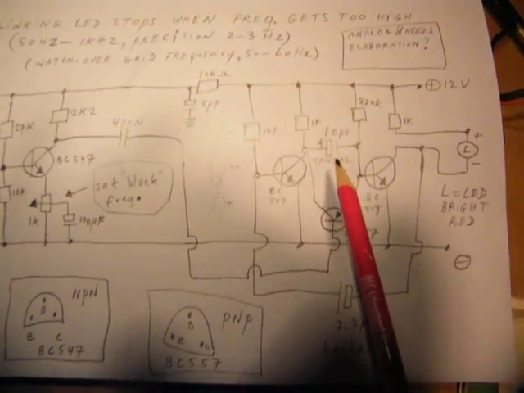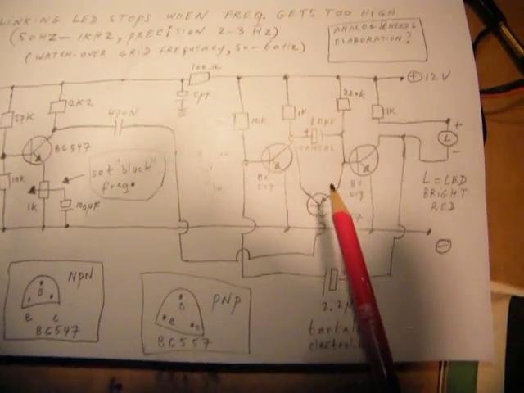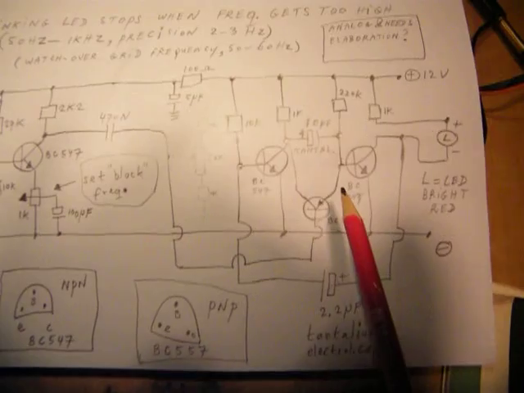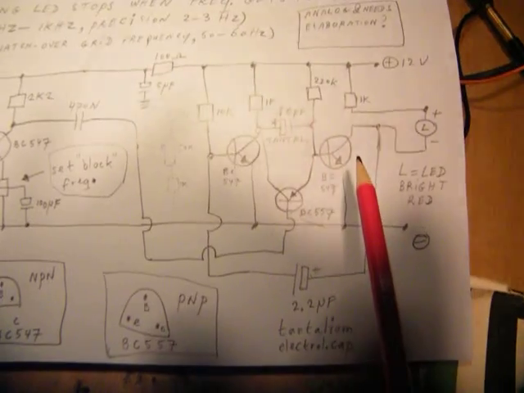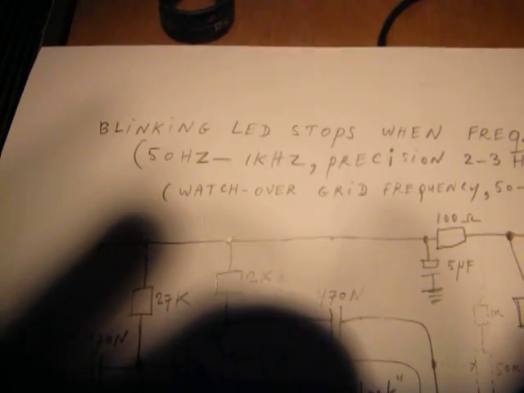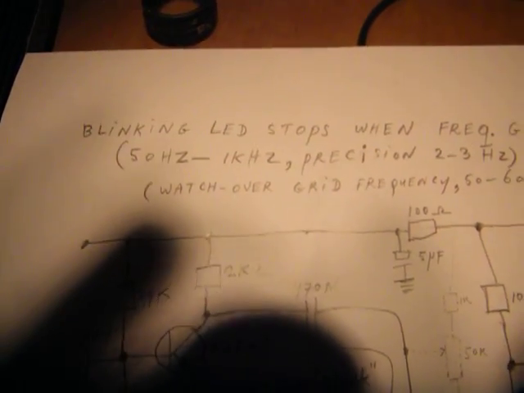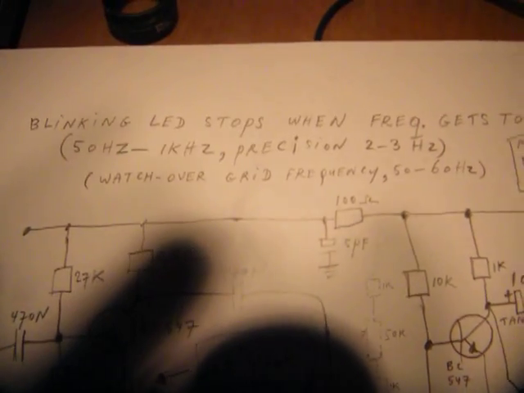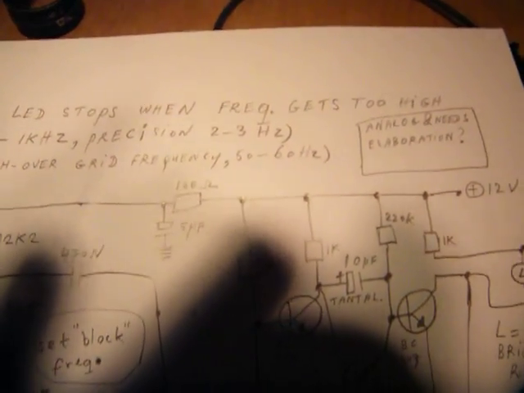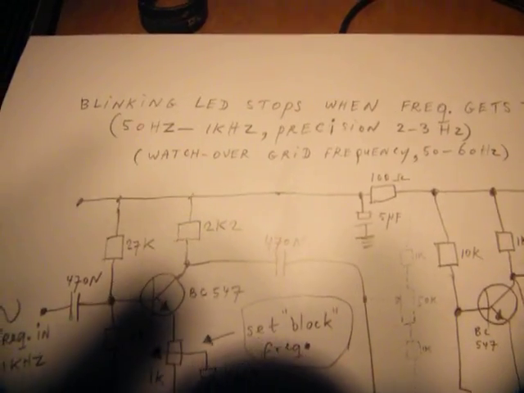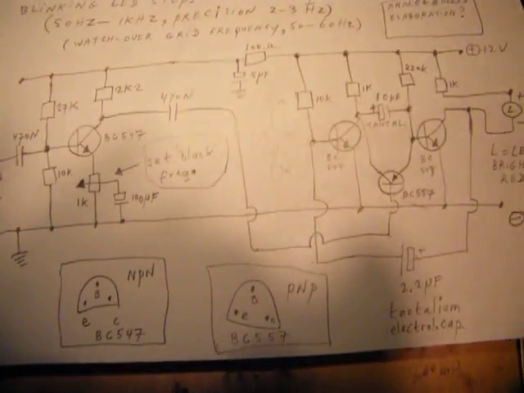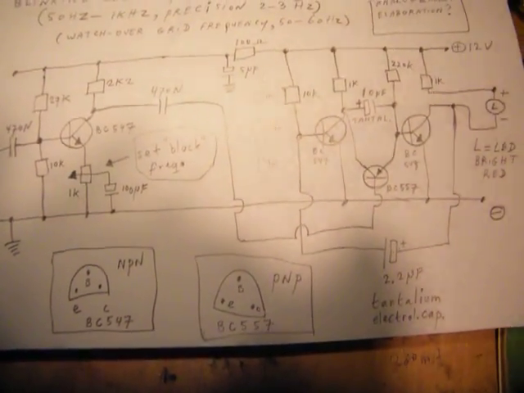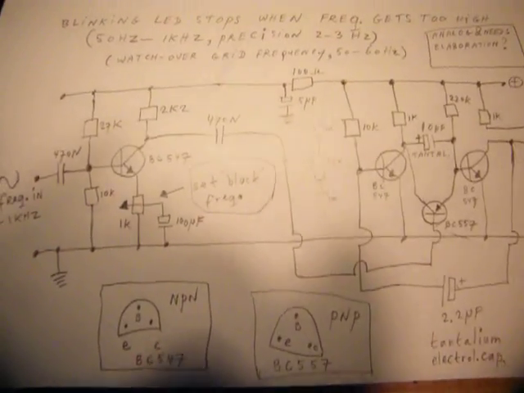So it means that the frequency changes when the transistor gets into conduction, and when the transistor is completely in conduction, the oscillator will stop. And that's why I call this circuit a blinking LED that stops when the frequency gets too high. It needs some elaboration, but take your time. When you don't have enough time to figure it all out, perhaps this is not a good project.